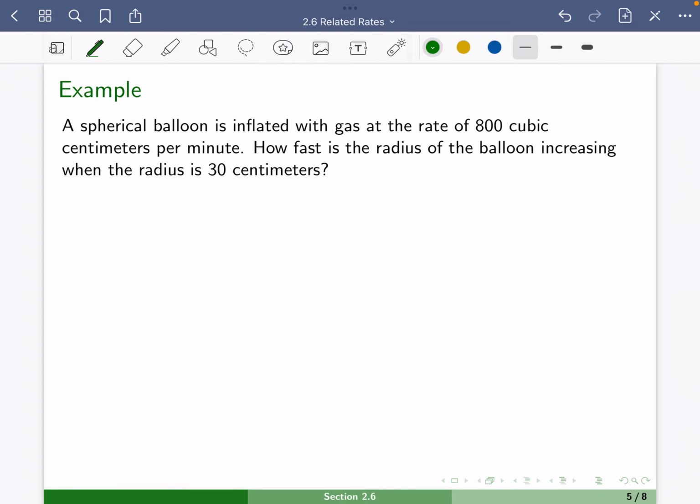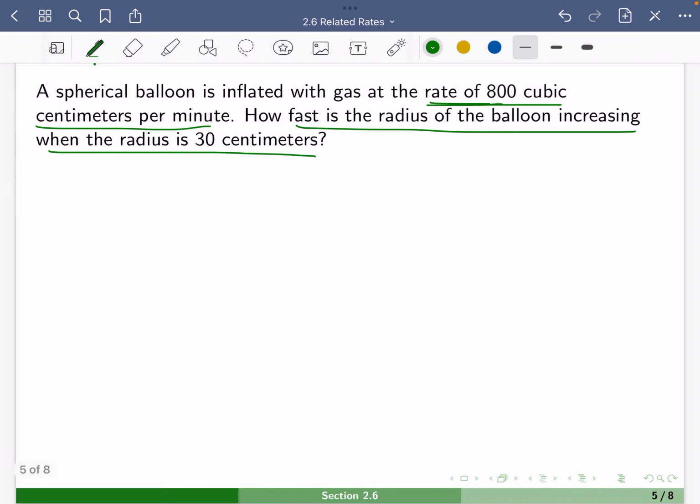In this video, we are going to look at an example of related rates. So let's jump right in. Here we have a spherical balloon being inflated with gas at a rate of 800 cubic centimeters per minute. So it's being inflated at some rate. How fast is the radius of the balloon increasing when the radius is 30 centimeters?